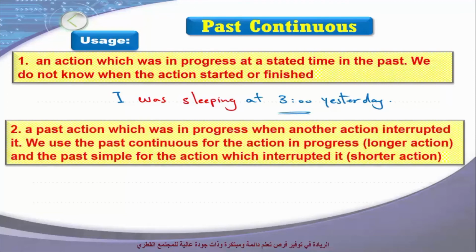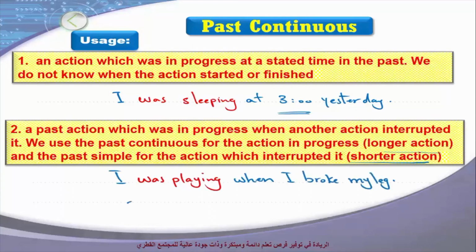The second use is a past action which was in progress when another action interrupted it. We use the past continuous form for the action in progress, I mean the longer action, and the past simple for the action which interrupted it, which is the shorter action. Look at the example. I was playing when I broke my leg. So the action of playing was going on when it was interrupted by breaking my leg.